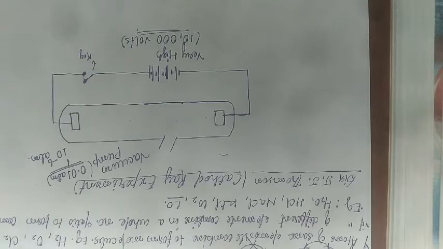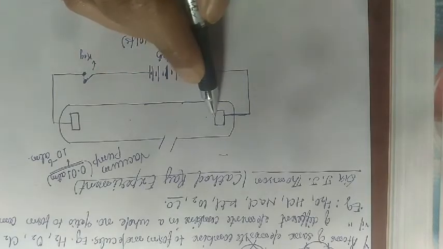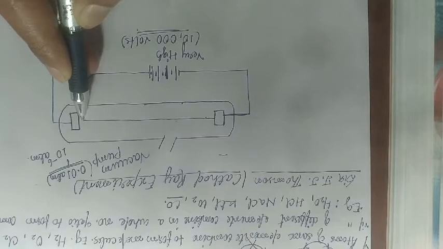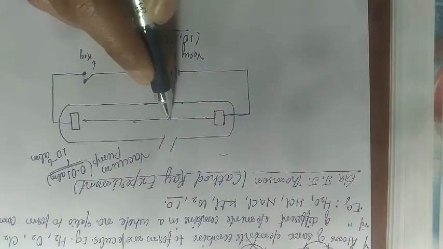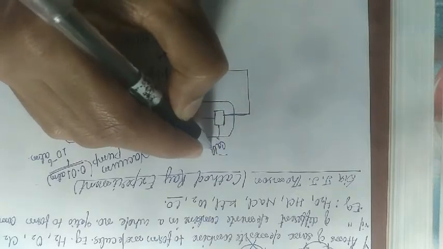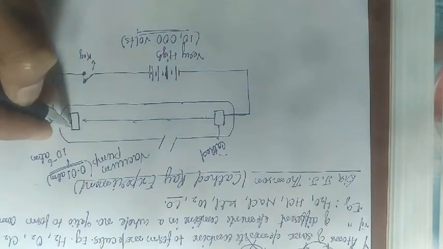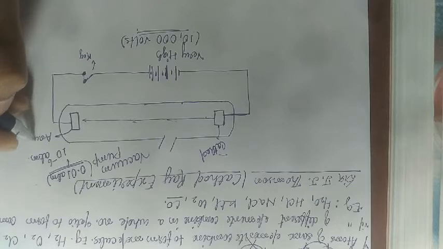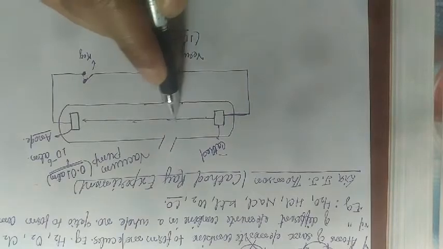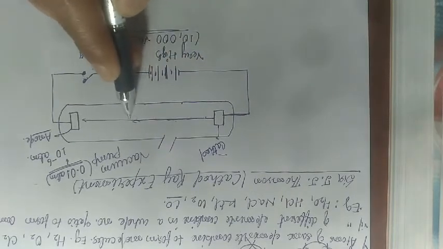Okay, so what he observed, a light is coming out from this side to this side, just like this, and this side he has given the name cathode, and this side he has given the name anode. One light was coming out from here to this side.